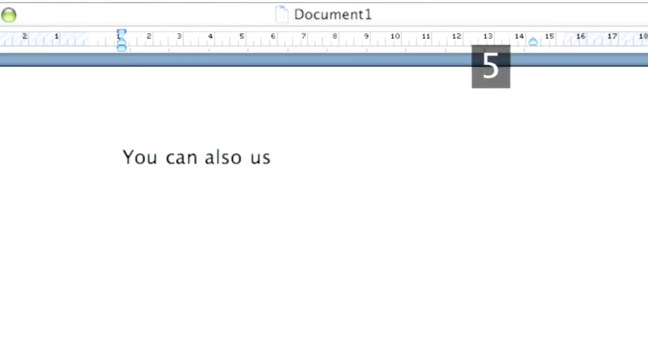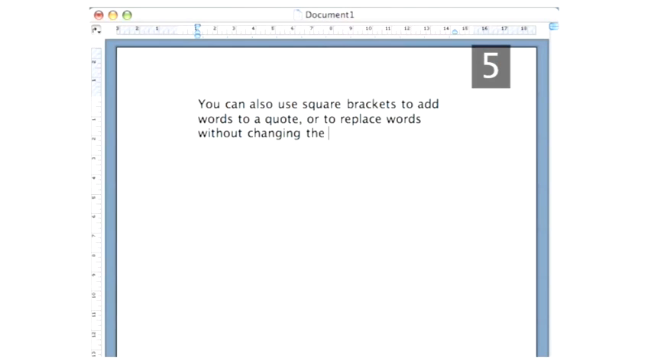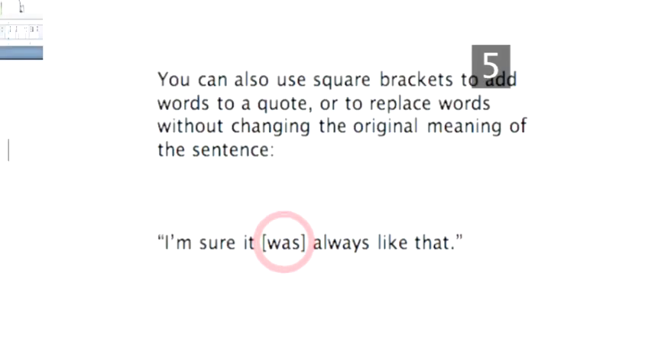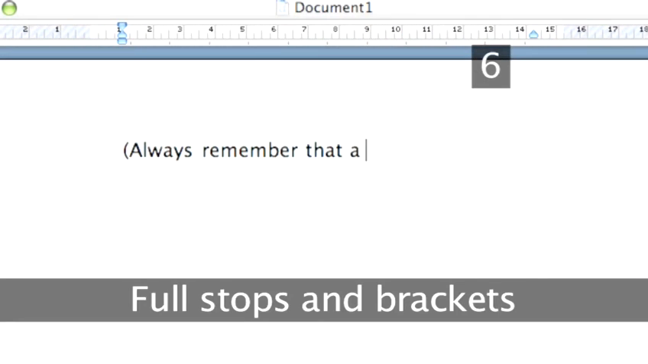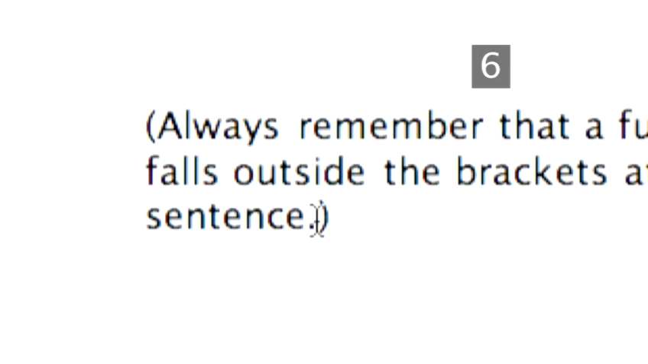You can also use square brackets to add words to a quote, or to replace words without changing the original meaning of the sentence. For example, "I'm sure it was always like that." Step 6. Full stops and brackets. Finally, always remember that a full stop always falls outside the brackets at the end of the sentence. Done.